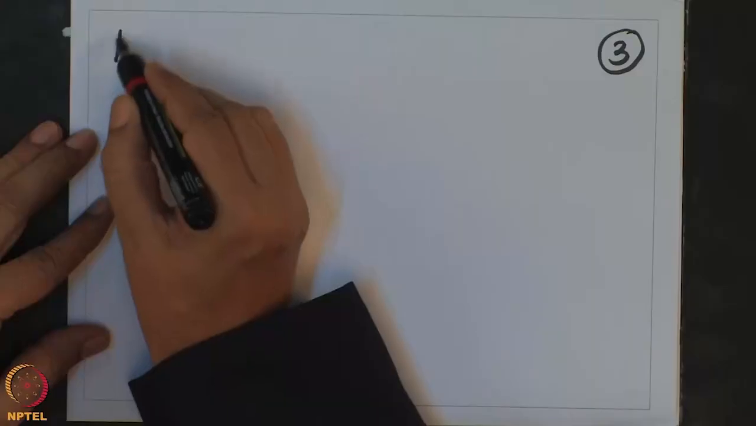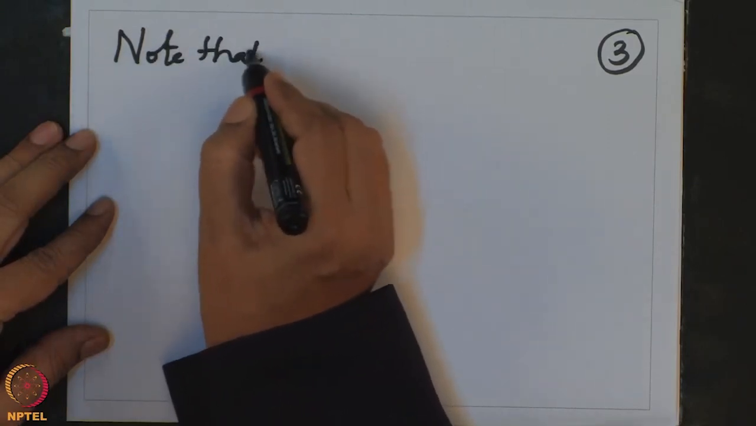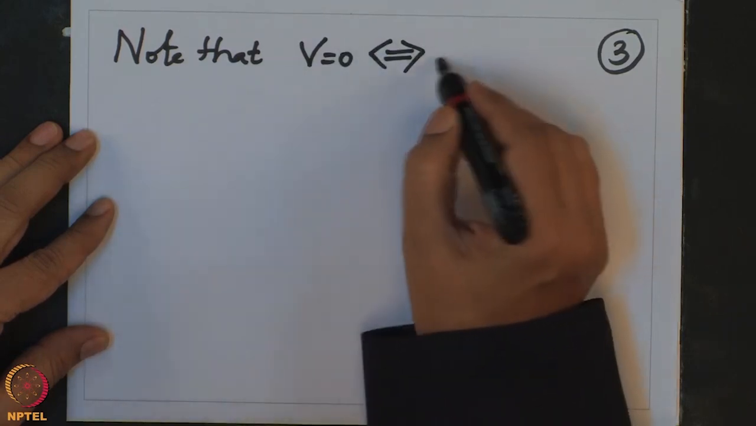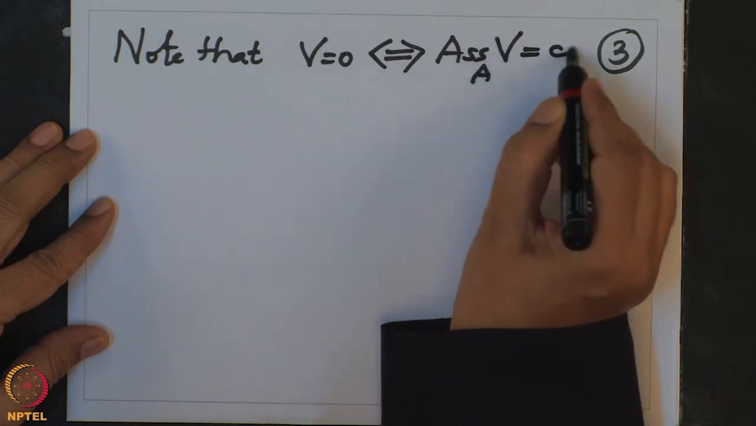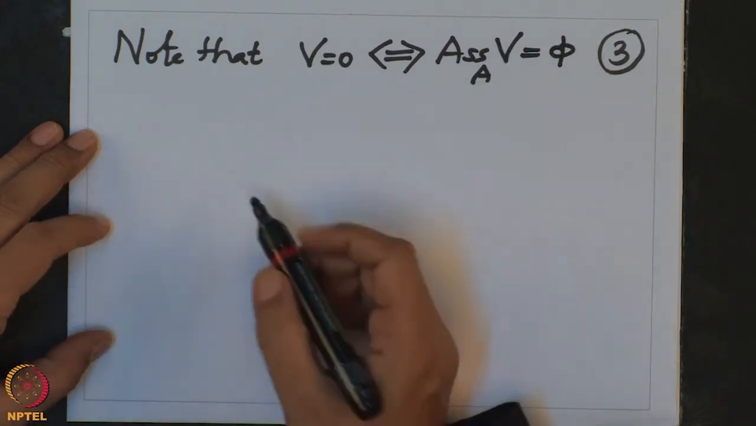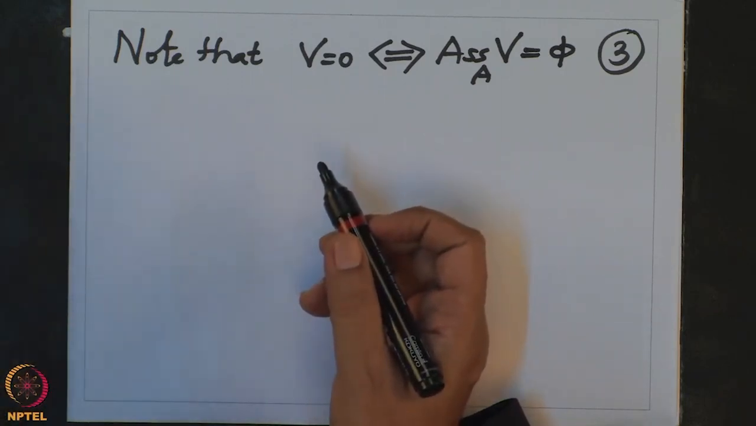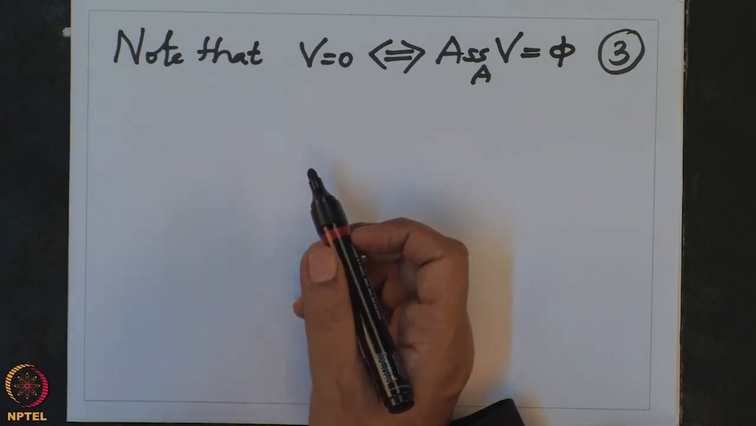So first of all, note that V is 0 if and only if the associated primes of V form an empty set. So there is no prime ideal in that case, because V is 0, therefore all the annihilators will be the whole ring and so on.